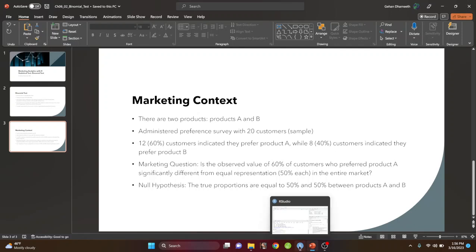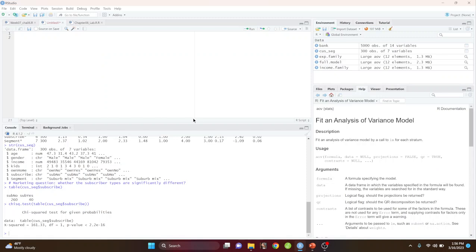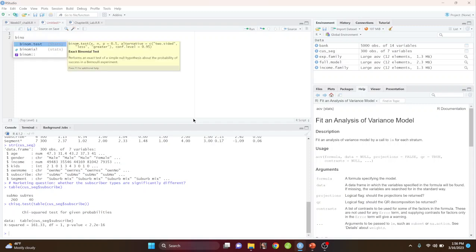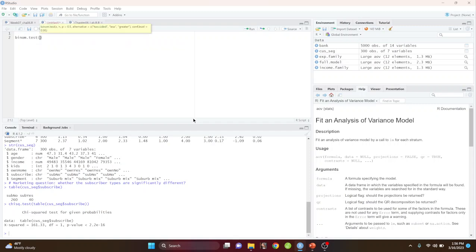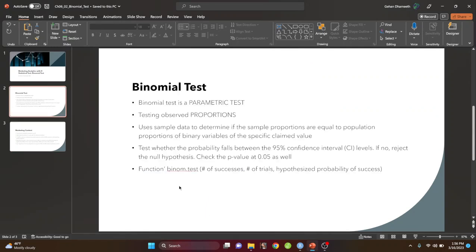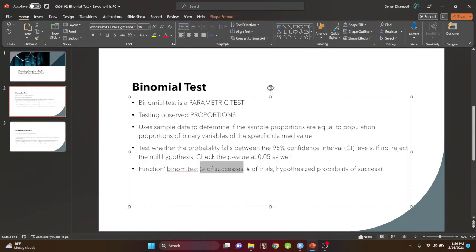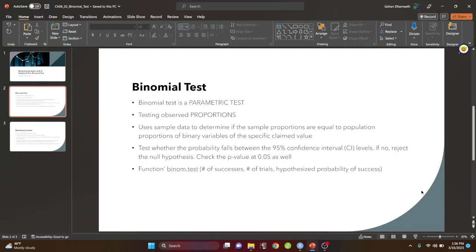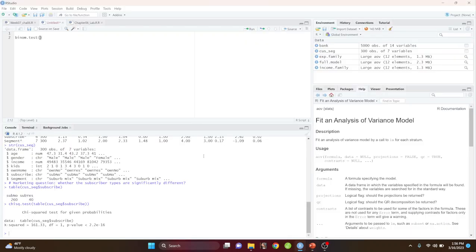How we're going to do this is I'm going to open R. I have already done that. I'm going to run binom.test. I'm going to check that. And here, like I said, there are three arguments for this one. These are the arguments: number of successes, number of trials, and hypothesized probability of the success. So let's set that.